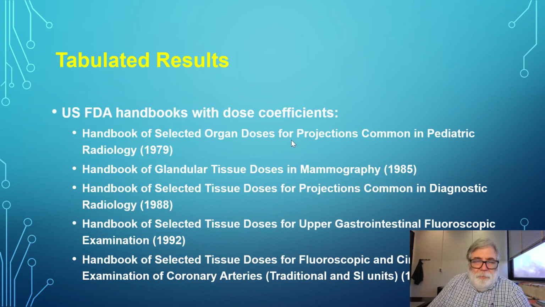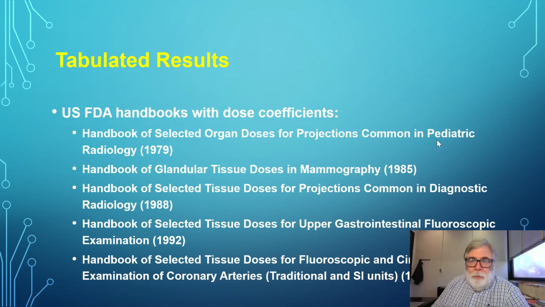They're tabulated into books, and I am putting into the Blackboard site references that are available from the FDA online, freely available to everybody. And they're going to be dose coefficients, just like there were for nuclear medicine, only instead of dose per activity administered, these are going to be dose per entrance exposure. How many rads entering the body, or Roentgens at the entrance of the surface, and then how many rads result as a consequence of that.